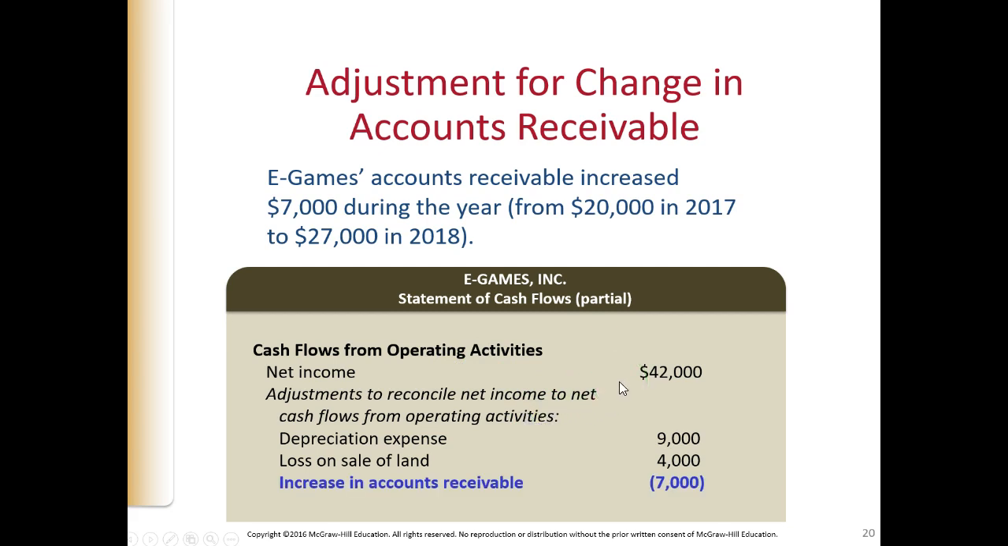If you remember, our accounts receivable balance increased from the beginning to the end of the year by $7,000. Since that account increased, that means there's that much more cash we did not have compared to the revenue that was recognized for that sale. So in other words, the rule is if we have an increase in the accounts receivable account from the beginning of the year to the end of the year balance, we subtract that increase.